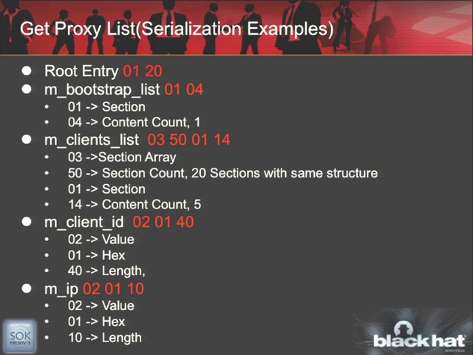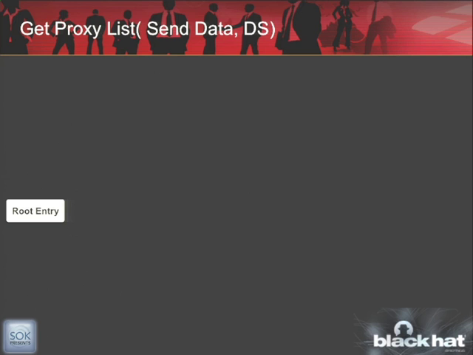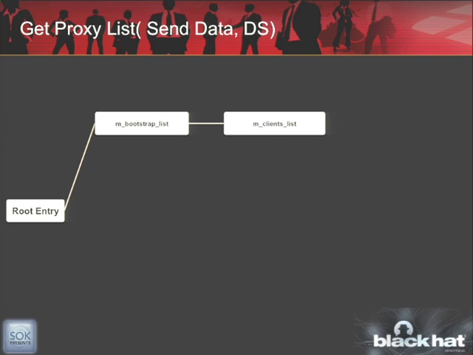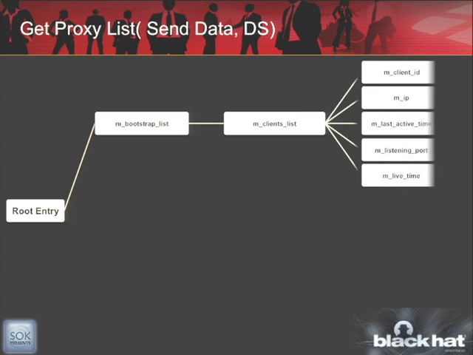So when we get a basic understanding of those bytes, entry types, and value types, we can draw a picture of the data structures at both ends. It first starts with the root entries, and then the AMP bootstrap list. Under this one, there's another one, the AMP clients list. And under this one, there are 5 parts of data: AMP client ID, IP addresses, last active time, listening port, and live time.